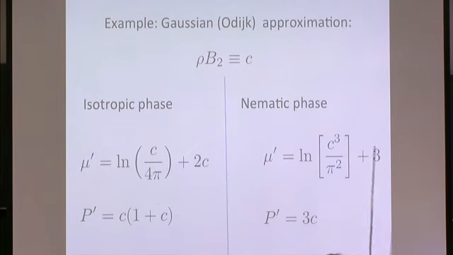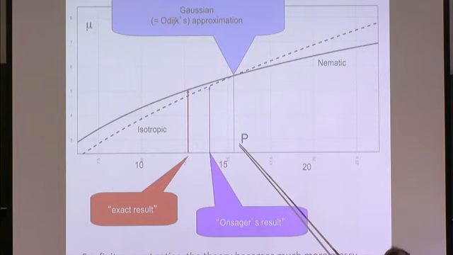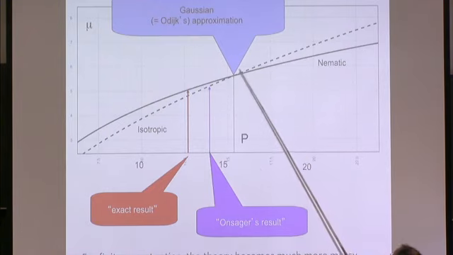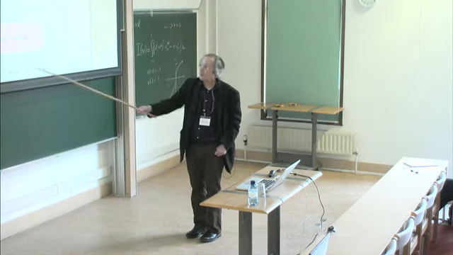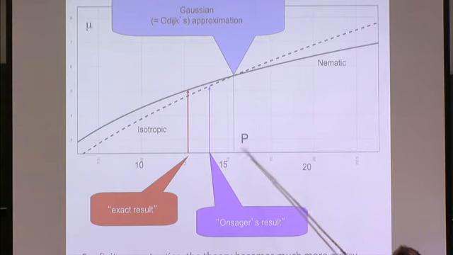And so, just for your amusement, I did that. And then this is what you see. Here you see the chemical potential, here you see the pressure. This is the intersection point for this Gaussian approximation that I just sketched, which actually, although it's not the way Onsager derived it, gives exactly the same answer as Onsager did.